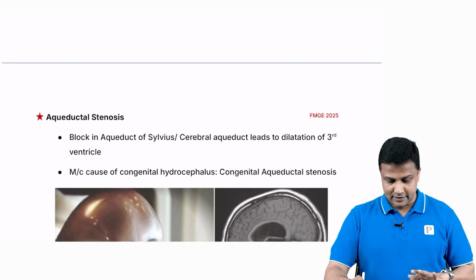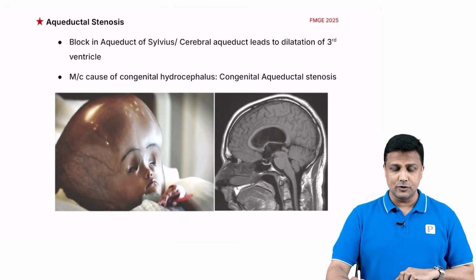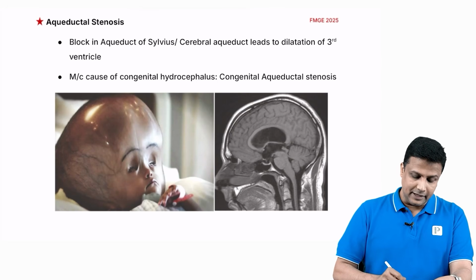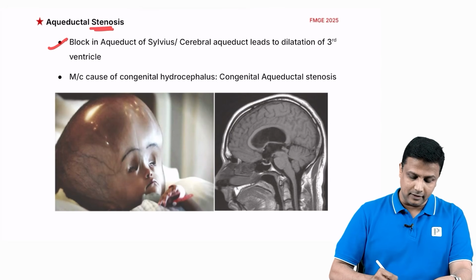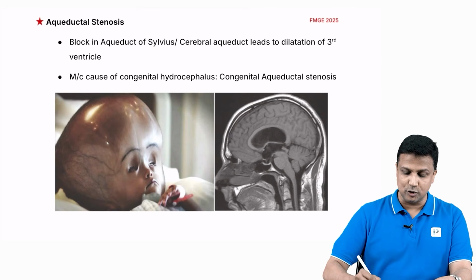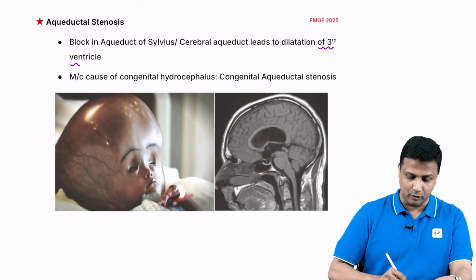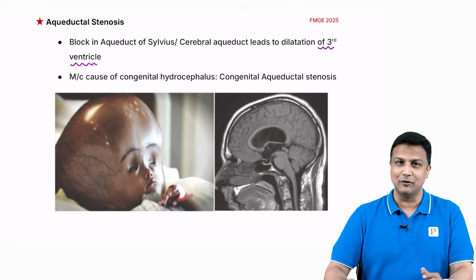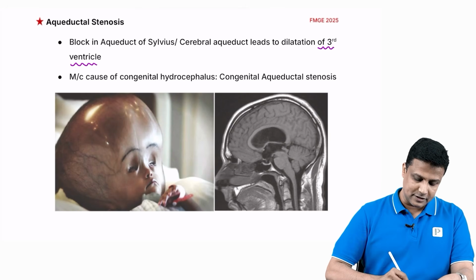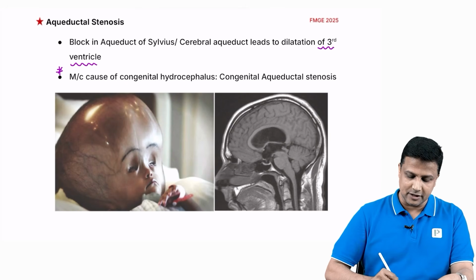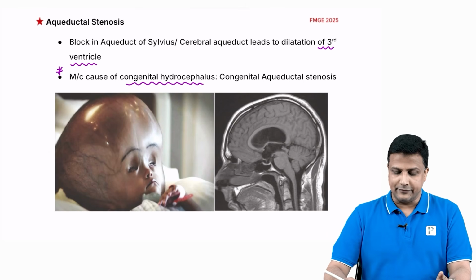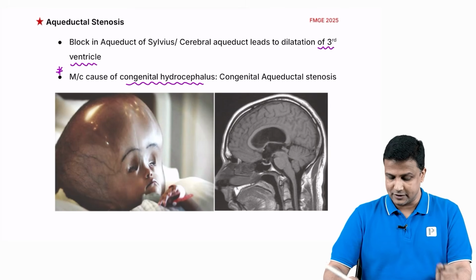So now let's look at these two conditions over here, because obviously that has been already asked in your FMGE exam in 2025. In aqueductal stenosis, there is a blockade in the aqueduct of Sylvius, which is also referred to as cerebral aqueduct, and that leads to dilatation of third ventricle. That is something important, and I think now my students don't have to mug up that. Now, one more point to remember here. Remember, aqueductal stenosis is the most common cause of congenital hydrocephalus. So, the most common cause of congenital hydrocephalus will be congenital aqueductal stenosis.